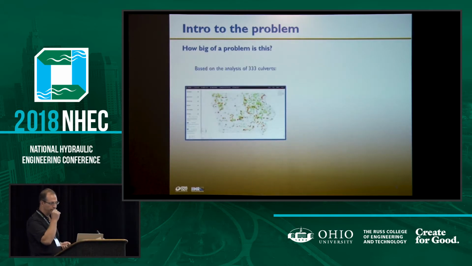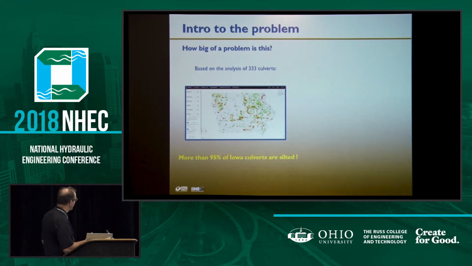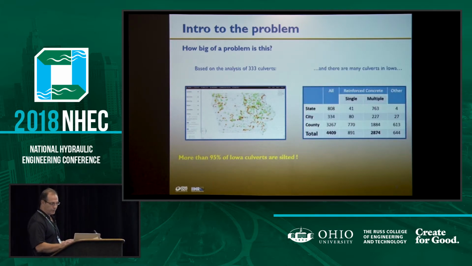So how big is the problem? In our NBIS data, we took a look at all the bridge-sized culverts, anything 20 feet or longer. Based on aerial photography and assessing these sites from your desktop, we found that almost 95% of them are silted in. So it's a big problem in Iowa. There's a rundown of the different types of culverts, where they're at, who owns them. But in essence, it's an issue that needs to be addressed.